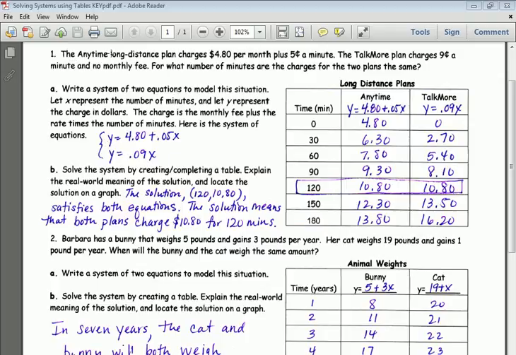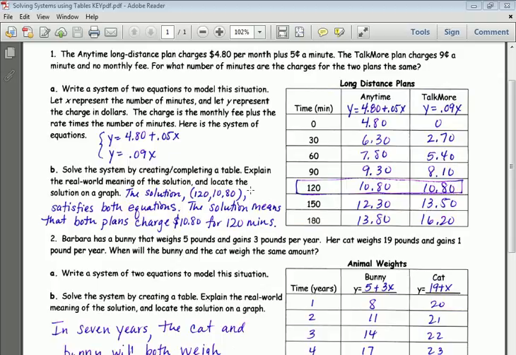We have two equations here, one for Any Time and one for Talk More, where y is going to represent the total cost and x is going to represent the number of minutes. So for Any Time, our equation was 4.8 plus 0.05x, and for Talk More, our equation is 0.09x. Now, on the first one, you were given values to plug in, and when you plug them in, you should have noticed that at 120 minutes, we have exactly the same cost for both plans.